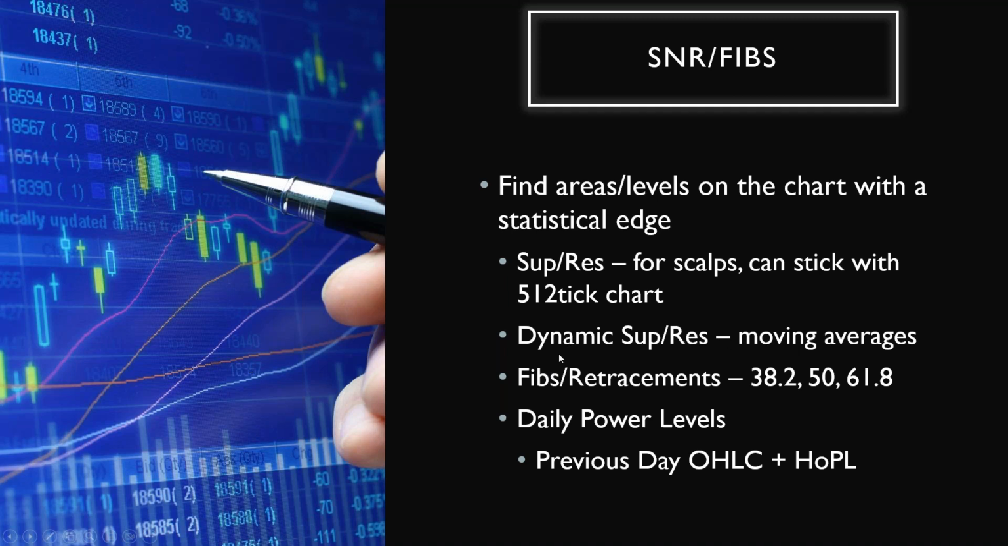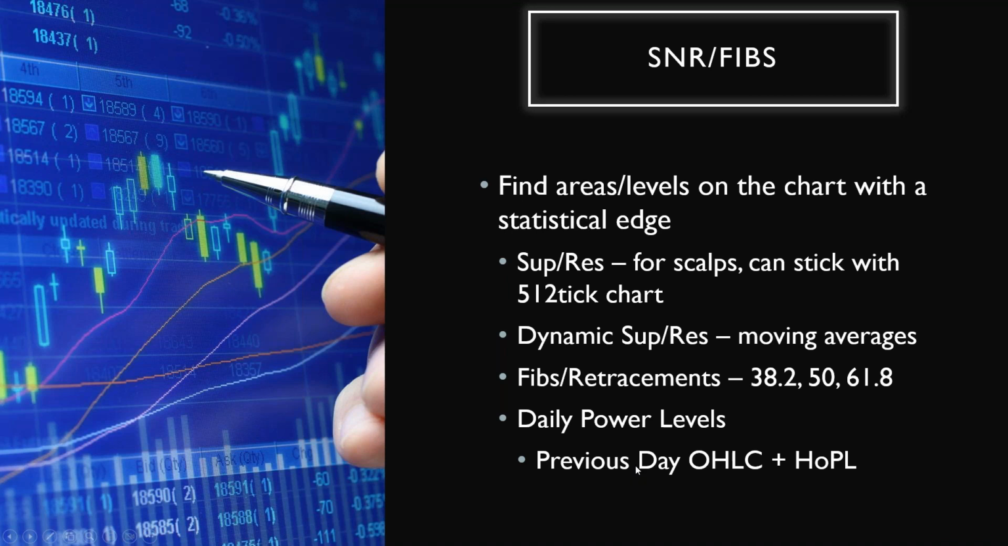Dynamic support and resistance, moving averages. I primarily rely on a short and a long moving average on my 512 tick chart and a VWAP. And we'll get into details on that. And then fib retracements, or Fibonacci, otherwise known as retracements: the 38.2, the 50, and the 61.8. We see those levels hold over and over again. So I find those important to be aware of when I'm mapping everything out on the market.